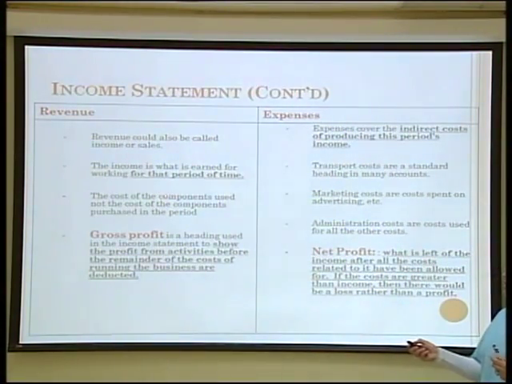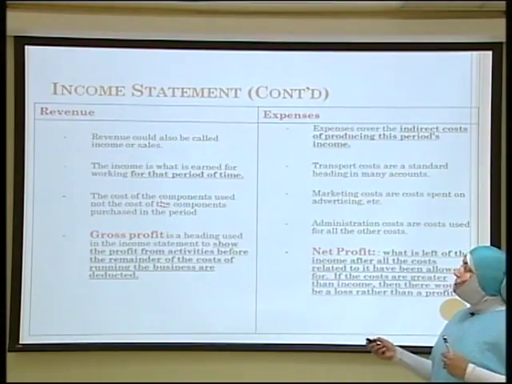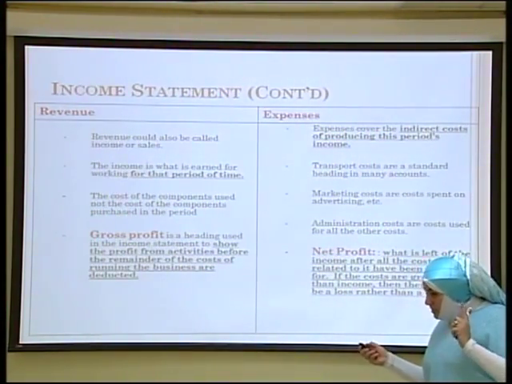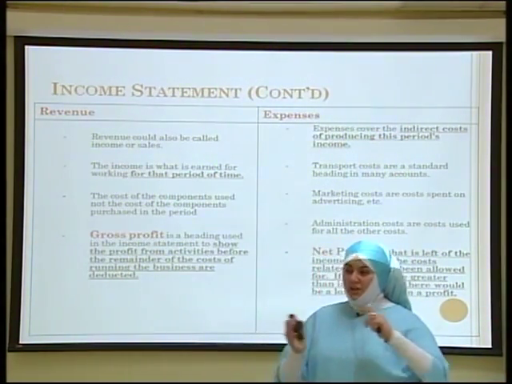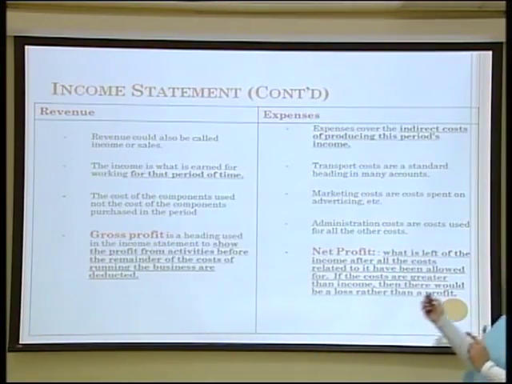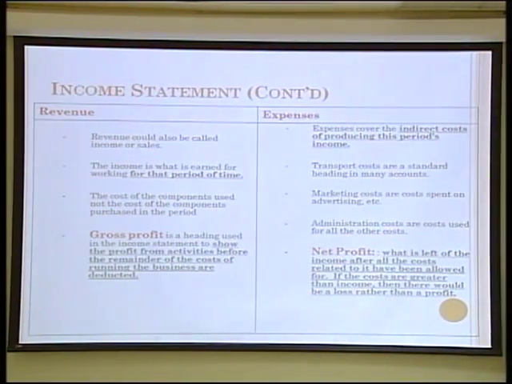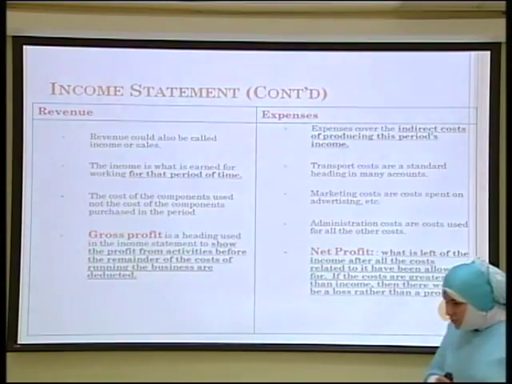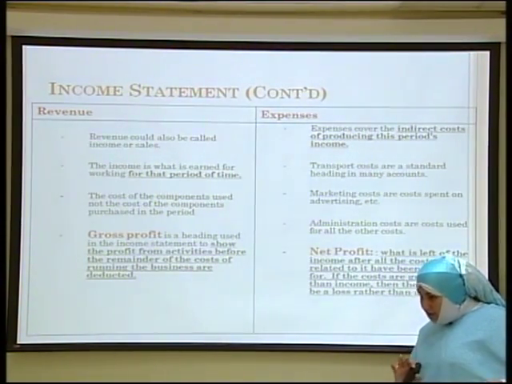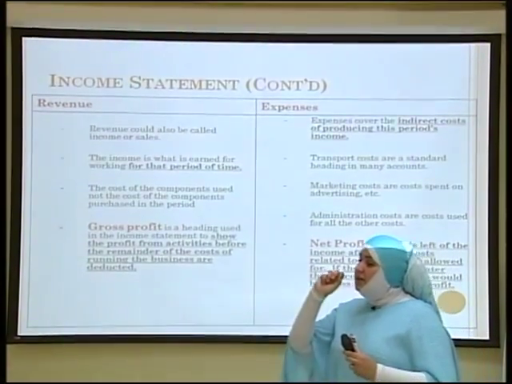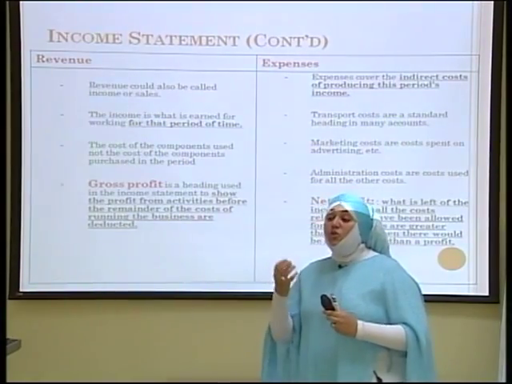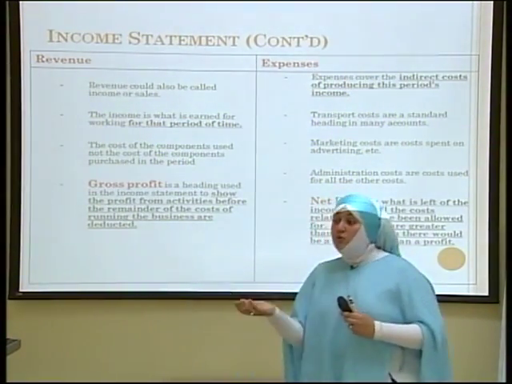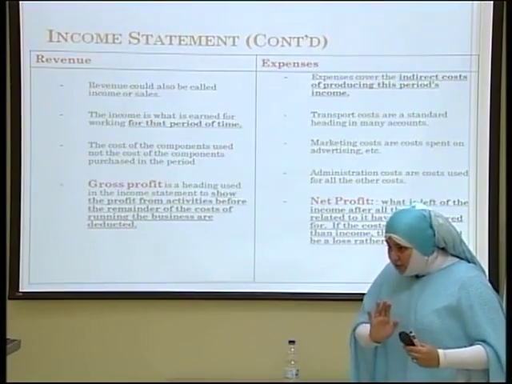All right. The cost of components used or cost of sales, not the cost of components purchased in the period. There is a difference between cost of components used and cost of components purchased, between the cost of goods sold, cost of sales, and the cost of units produced or purchased. You know that. We said that in the income statement we only deduct the cost of components used, or the cost of sales, the cost of goods sold, not the cost of goods produced or purchased. Okay, we agreed on that.